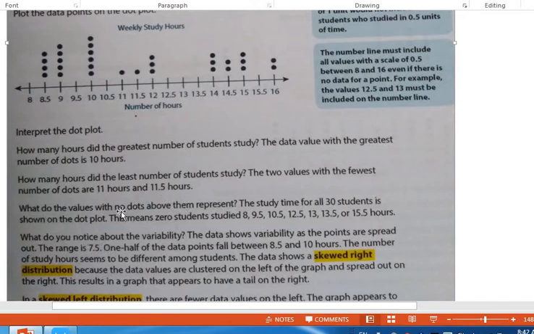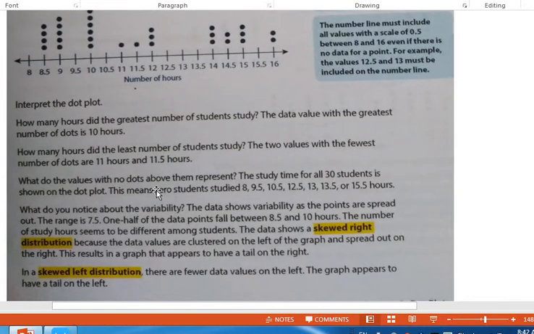What do the values with no dot above them represent? The study time for all students is shown on the dot plot. This means 0 students studied 8, 9.5, 10.5 or 12.5. All of the places here are empty, so no students studied there.